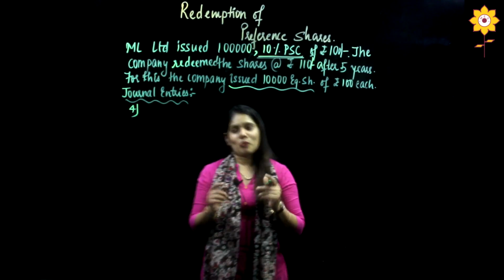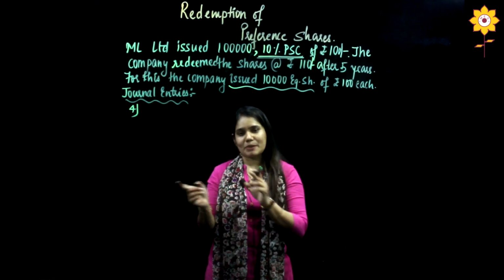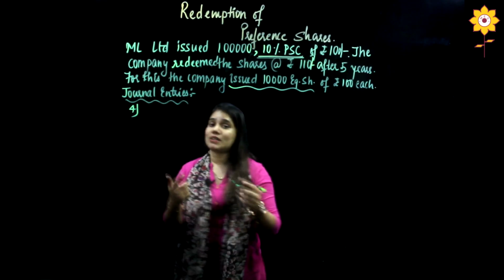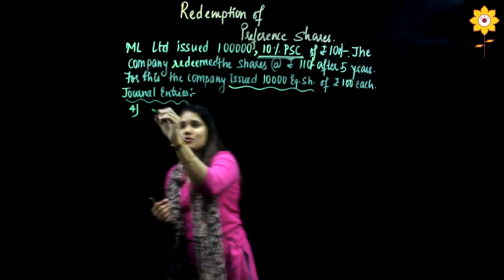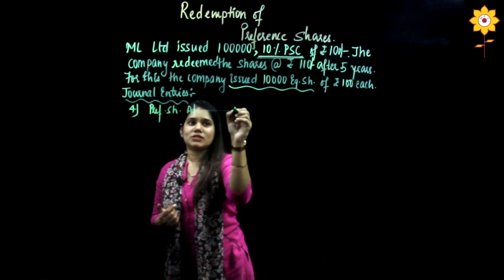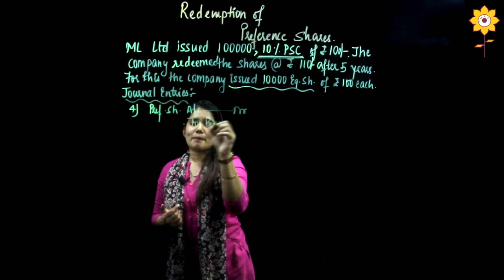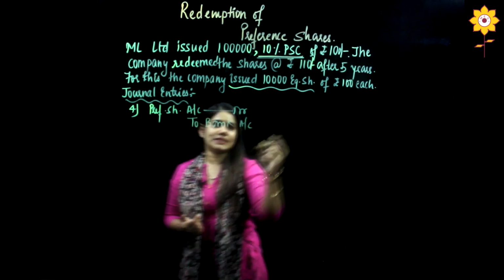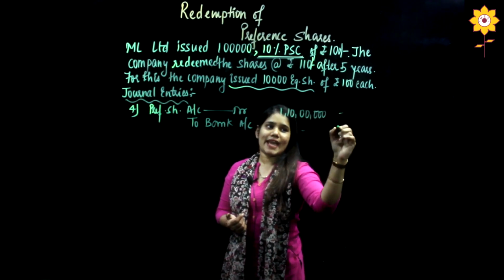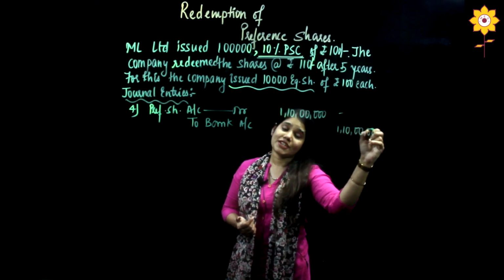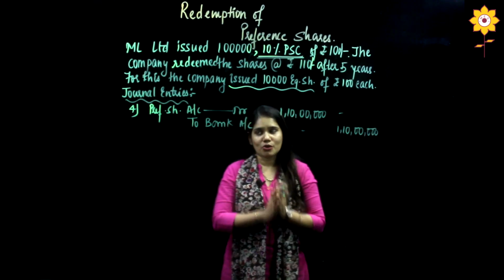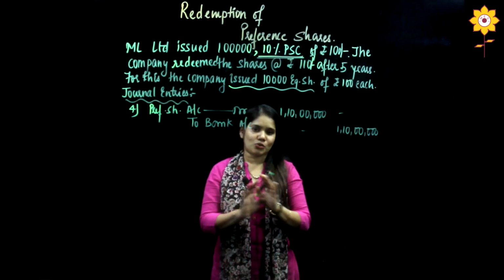I hope I'm clear. Once I'm done with writing off the premium on redemption amount, then I'm supposed to make the payment to my preference shareholders. Now since I'm making the payment to the preference shareholders, here my entry will become preference shareholders account debit to bank account, and here the amount will become rupees 1 crore 10 lakh. Narration will be being amount paid to the preference shareholders. Okay, these four entries are totally fine.